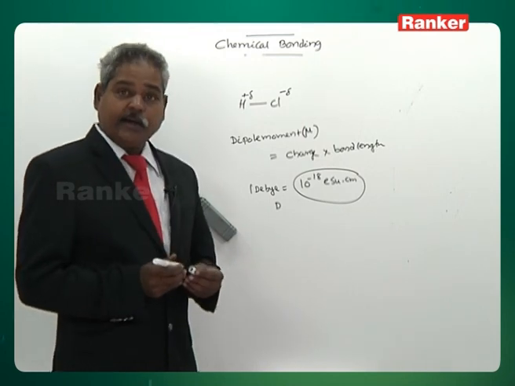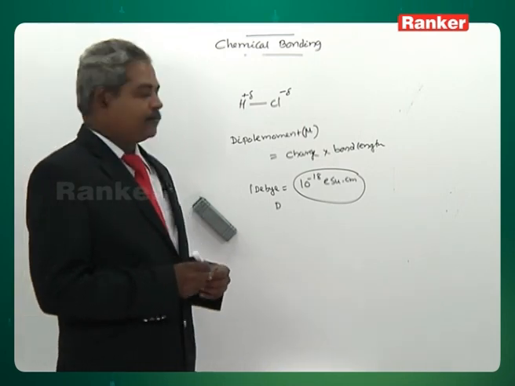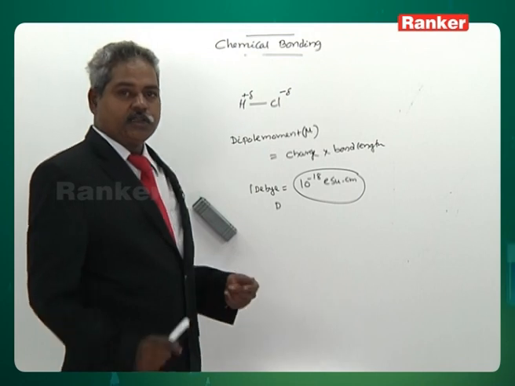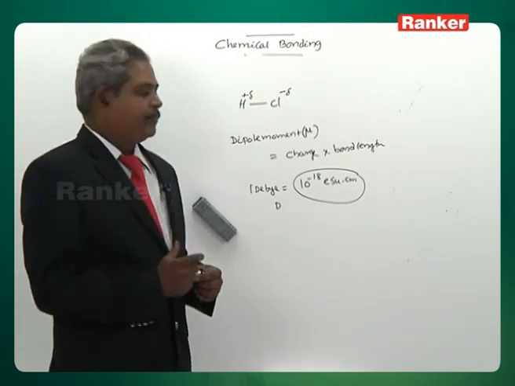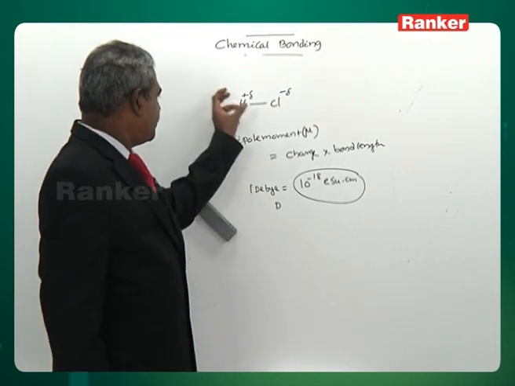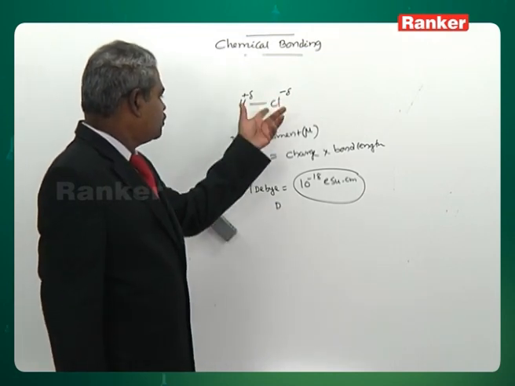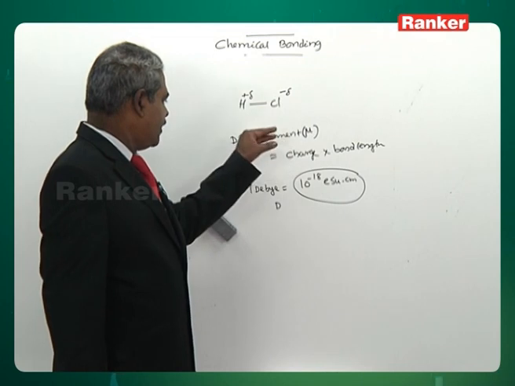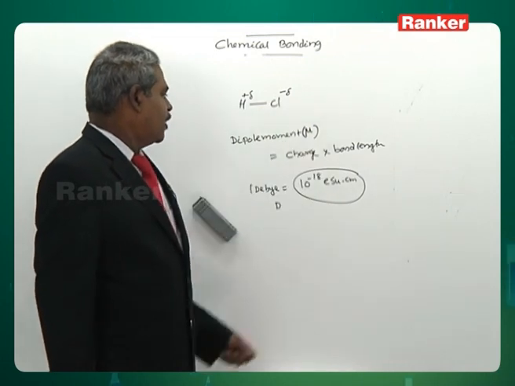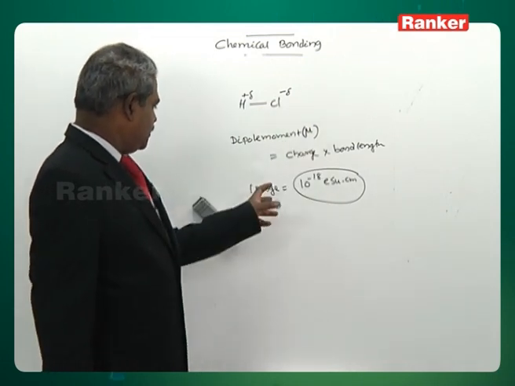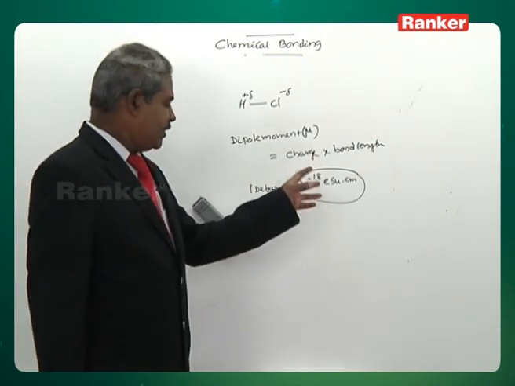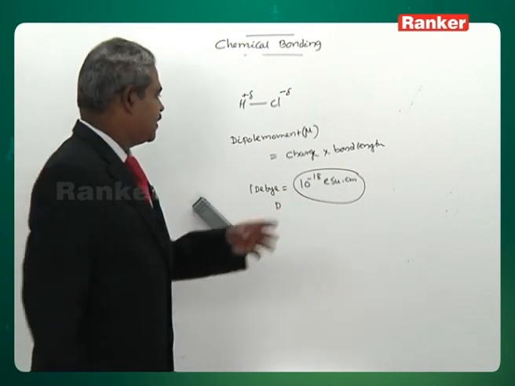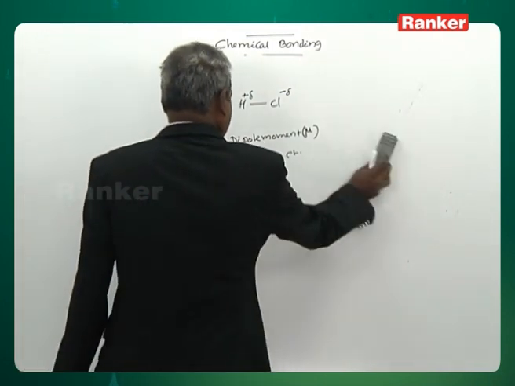Charge acquired by any one of the atoms, be it positive charge or negative charge. I am not interested in the sign, I am only interested in the magnitude. So you just consider the magnitude of positive charge or negative charge, which are equal, the charge acquired by any one of them, times the bond length. And you measure it in D, 1 D is equal to 10 power minus 18 electrostatic unit centimeters. So that's it.